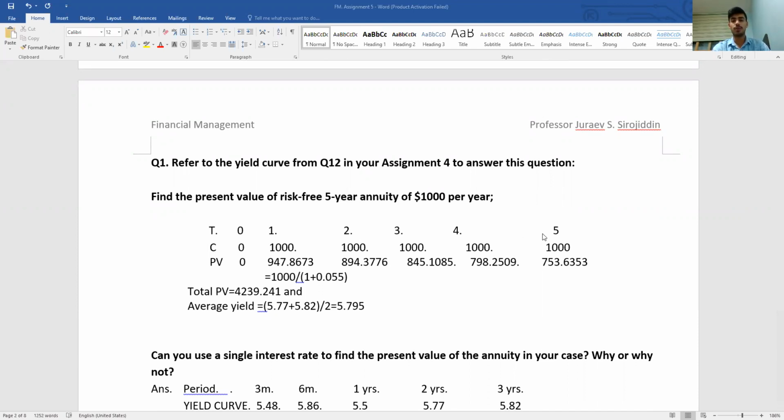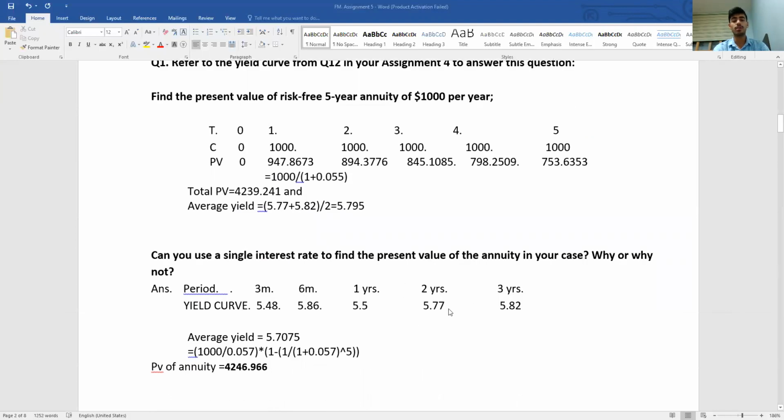Our time period is 5 years, 1 to 5, and the cost is $1000 every year, and the present value comes to 947.86. How? With the formula of face value divided by 1 plus interest rate, and this is the total of the present value of the sum of all 5 years. Average yield is 5.77 in the second year, and 5 plus 5.82 divided by 2 is the average yield.